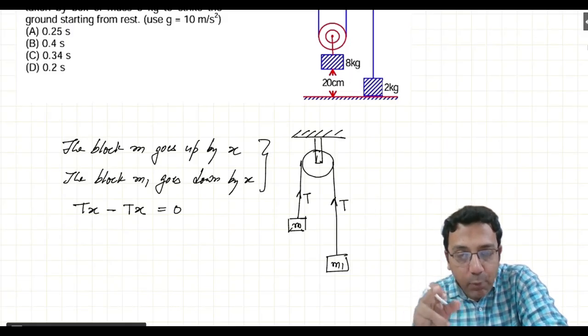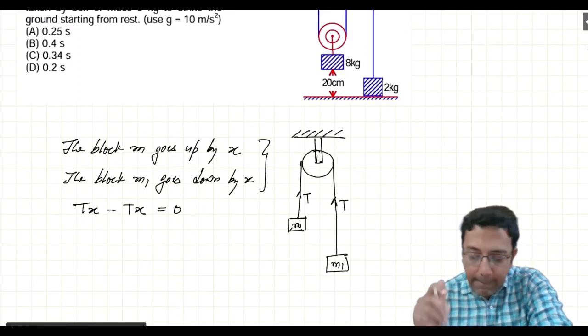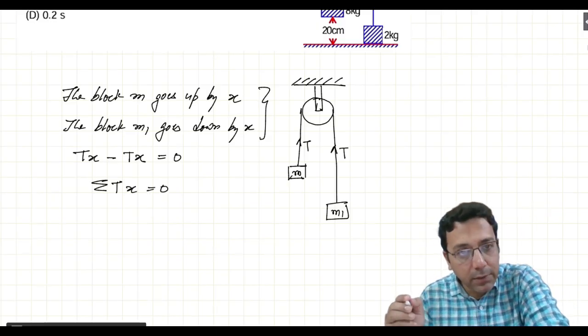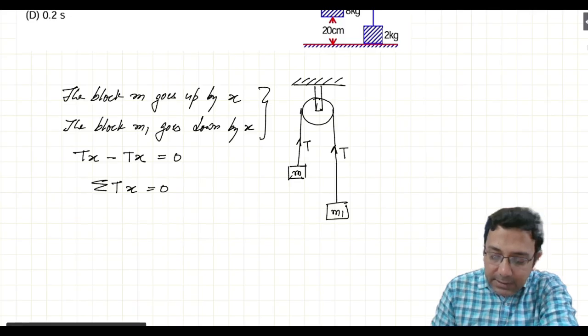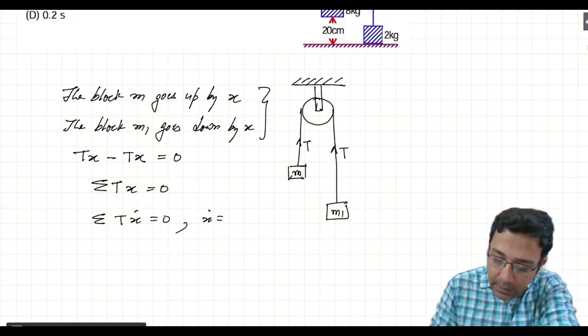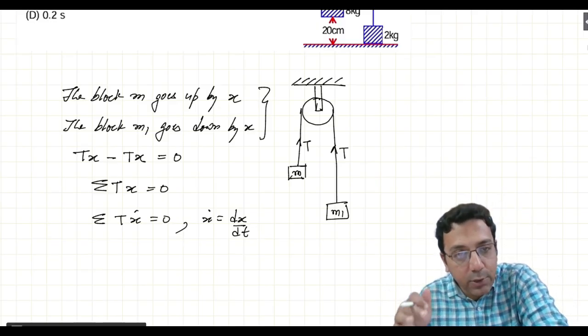Because on the left hand side pulley, both are experiencing tension in the upward direction. If the left side is going up by a distance x, the right side is going down by a distance x. So the total work done is 0. Vice versa, you can do it otherwise also. So we can write that sigma T into x is 0, the summation of total work done is 0. If I just differentiate once, then T into x dot is 0. x dot is dx by dt, so x dot becomes velocity. So T into velocity is 0.